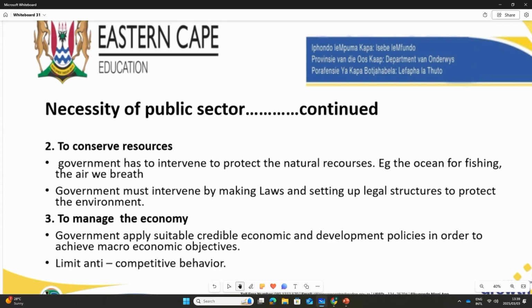Number 2, to conserve resources. Government has to intervene to protect natural resources, e.g. ocean for fishing, the air we breathe. So government has to make sure that it protects and looks after natural resources so that they cannot be used up.